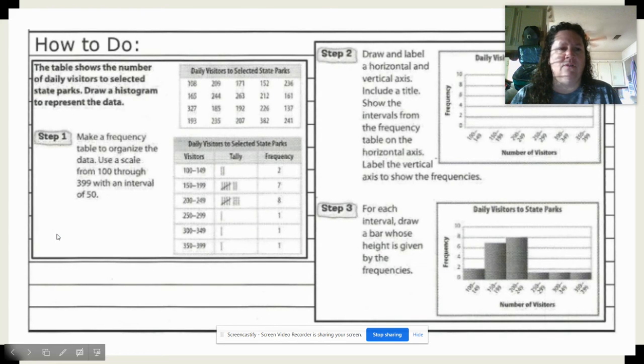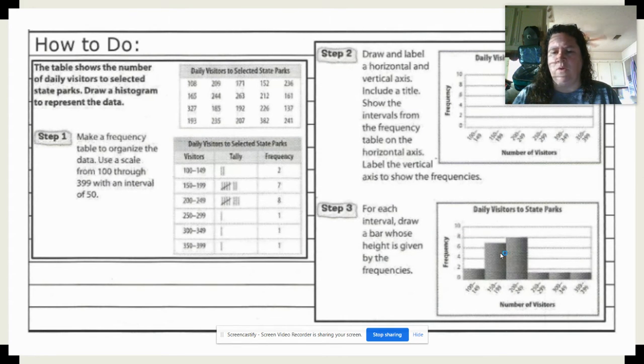All right, so let's look at the steps. First, we get a set of data. We're going to make a frequency table. Look at the intervals. It goes from 100 to 149, 150 to 199, 200 to 249, and so forth. As you can see, those intervals are at the bottom of the frequency table, and the frequencies are on the histogram. And then they just create a histogram graph.